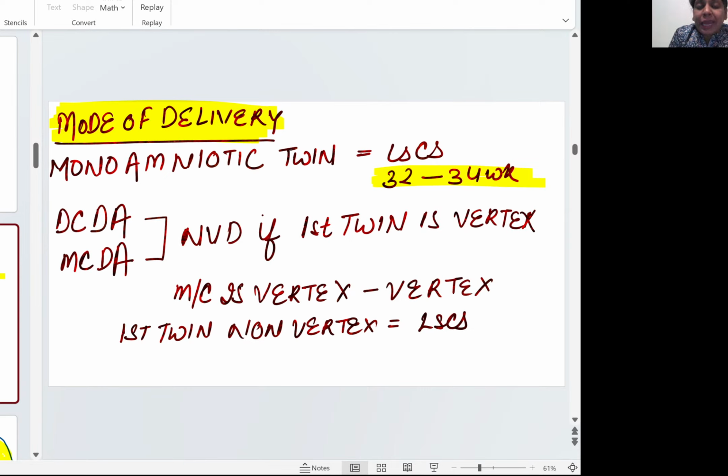in the monochorionic diamniotic and dichorionic diamniotic, we can do normal delivery. And when will we do normal delivery? Yes, when the first twin is vertex. Who is the first twin? The one which is on the lower side, the one which is below. That is the first twin. If the first twin is vertex, then we have to go for NVD, right? And if the first twin is not vertex, then we have to go for cesarean.